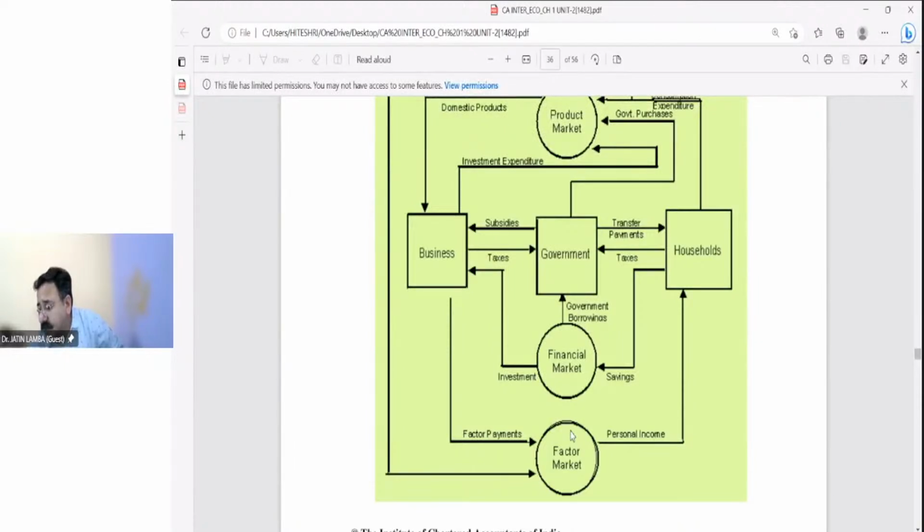Yes, Shazia, net capital inflow can be zero. Yes, it can be zero. If both capital inflow and outflow are the same, then it may be zero also. Right.